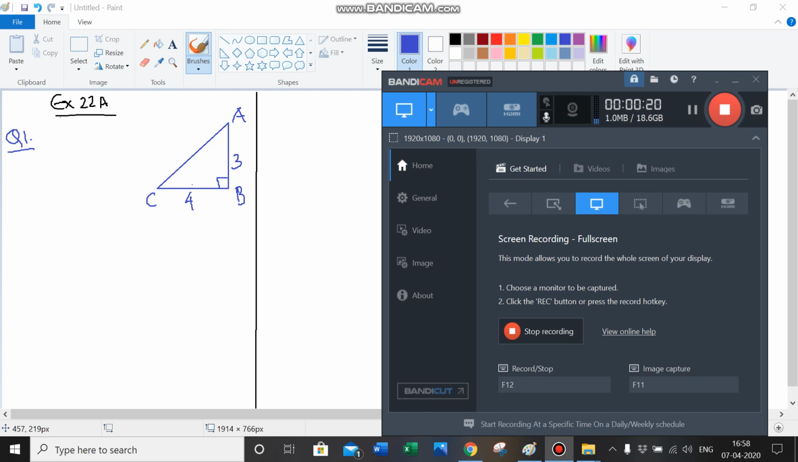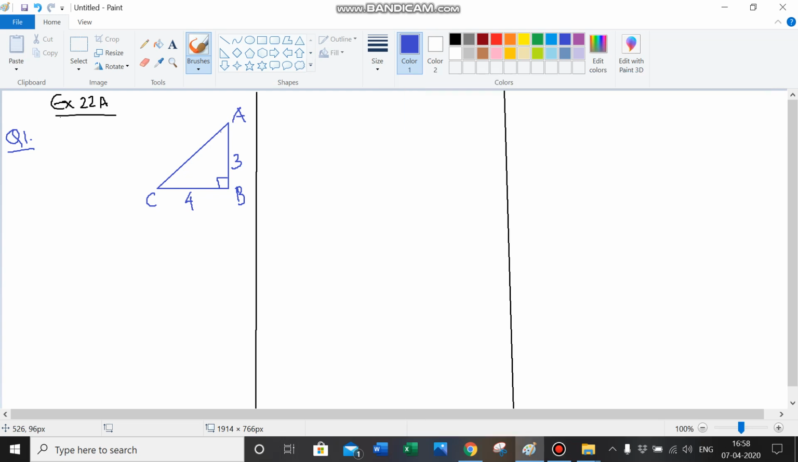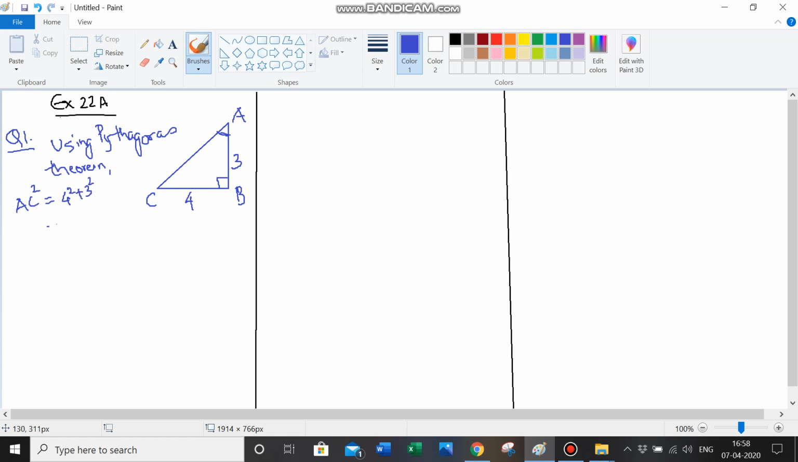Now 3 and 4 are given, and we are looking at A as the reference angle. I need to find this side, so first let's find it using Pythagoras theorem, because Pythagoras theorem is applicable for any right angle triangle. So using Pythagoras theorem, we get AC square is equal to 4 square plus 3 square. Therefore AC is equal to square root of 25, therefore AC is equal to 5. So this AC is 5.